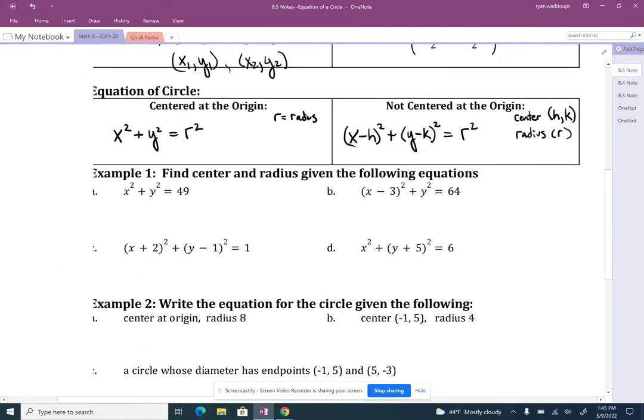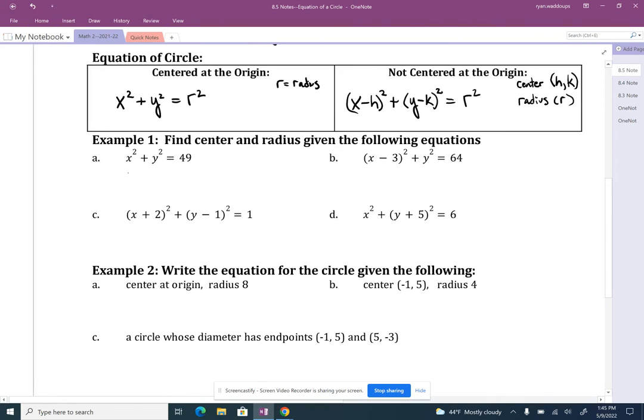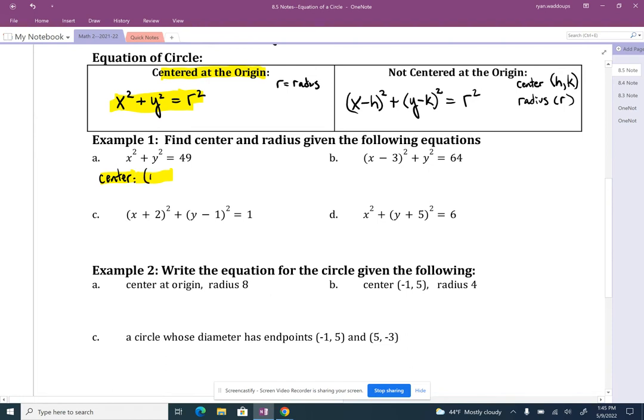All right, let's see what this looks like. It says, A, find the center and radius given the following equations. So we look at A, since it matches this format, centered at the origin, we know that the center here is at the point 0, 0. It's the origin. And then the radius is equal to r.